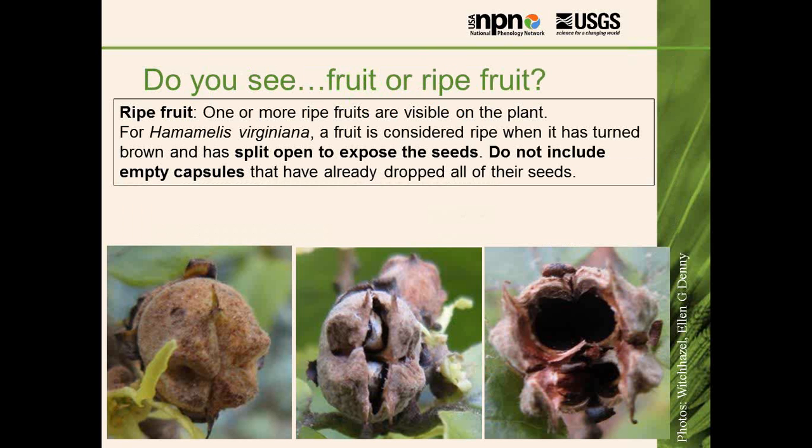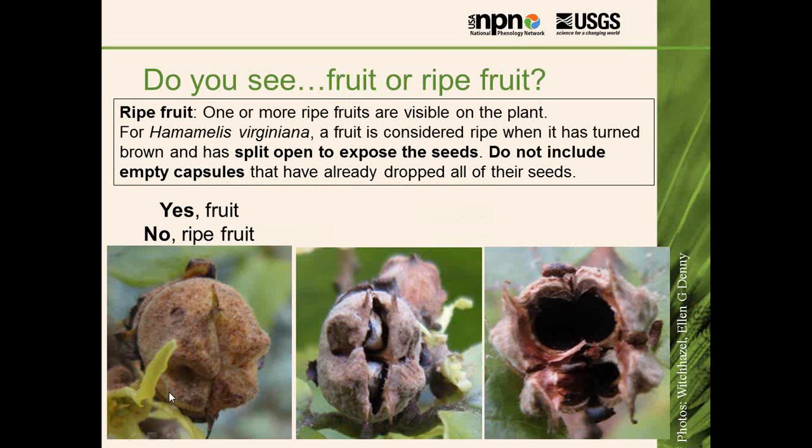So just to go into a little bit more detail about some particular species that actually have a very quick ripe fruit phenophase. We've actually created another phenophase that I'm going to talk about next to help with this. But in this situation, you might see that the ripe fruit for this witch hazel is when a fruit is considered ripe when it has turned brown and split open to expose the seeds. However, do not include empty capsules that have already dropped all of their seeds.